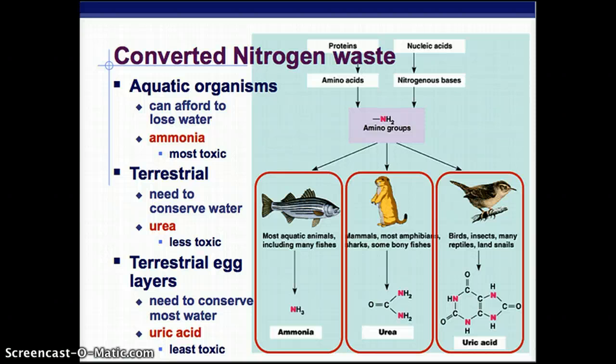Now, terrestrial animals have to conserve water. So, like here you can see mammals, amphibians, sharks, some fishes. So we need to conserve water. So we turn that nitrogen waste into urea, which is less toxic. And so then we're able to flush it out with a smaller amount of water. And then terrestrial egg layers like birds, insects, reptiles, snails, they turn it into uric acid because they need to conserve the most water. So uric acid is the least toxic, so it can just sit there until it's eventually disposed of.